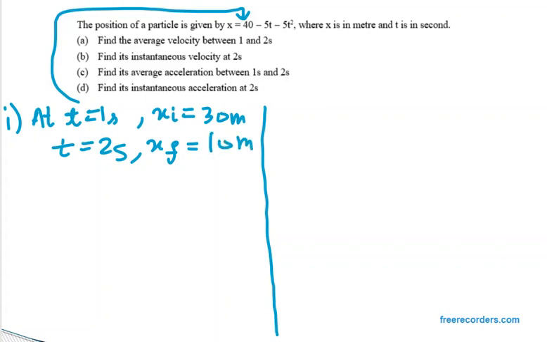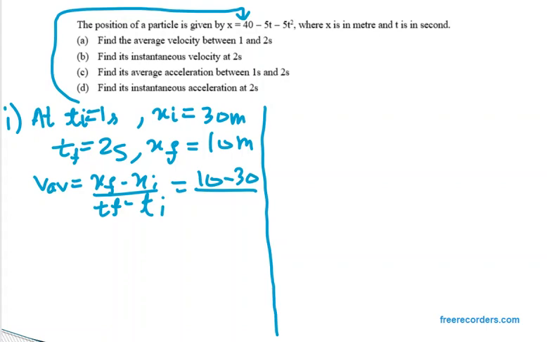Now as you know, VAV is actually the change in displacement over time taken. So it will be xf minus xi over tf minus ti. Tf is 2 and Ti is 1 second. So this will be 10 minus 30 over 2 minus 1. That means minus 20 meter per second. So this is our average velocity.